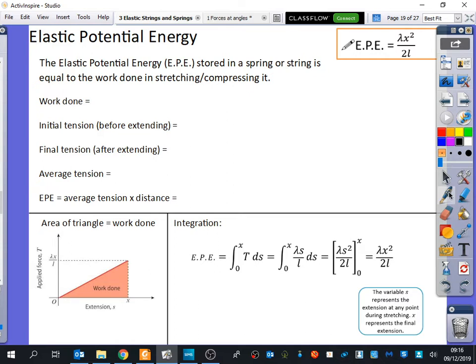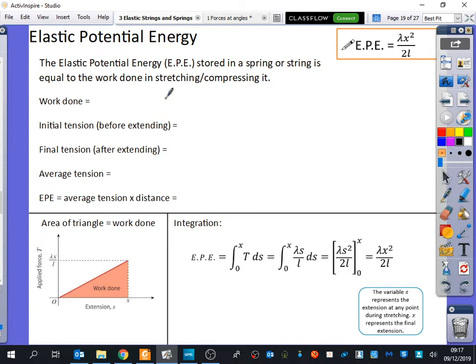And I've put up there what the formula is for the elastic potential energy. It's lambda x squared over 2L. But we want to think about where that actually comes from. So there's three different ways that we can think about this, okay? One of them is a common sense, logical approach. One of them will be thinking about areas underneath lines, and one of them will be the more formal way of thinking about it with integration, okay? So we're going to go with the logical one first of all.